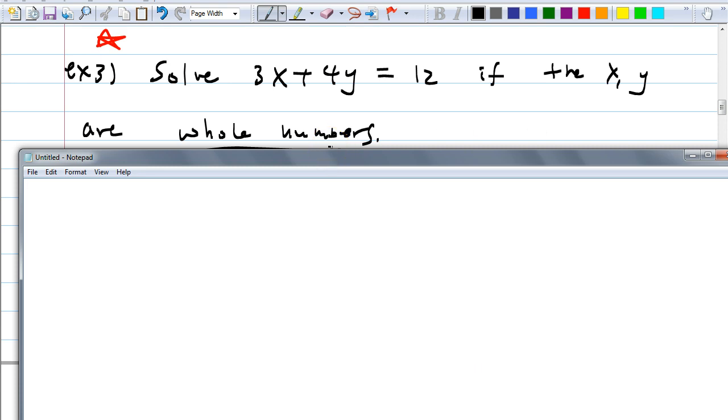Another type of question they're going to ask you is this. I put a star on this one because sometimes people have trouble doing this, but it's not that hard.